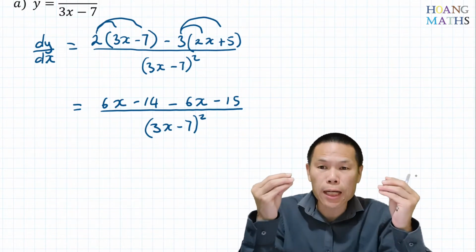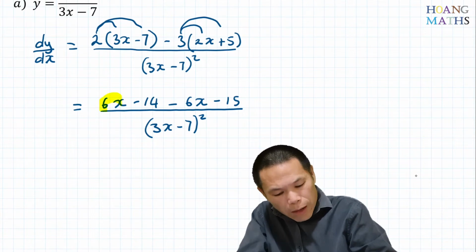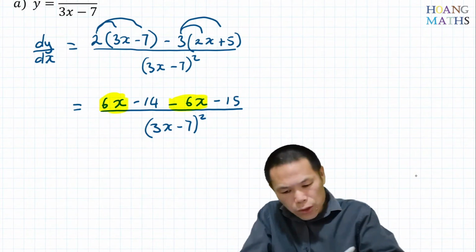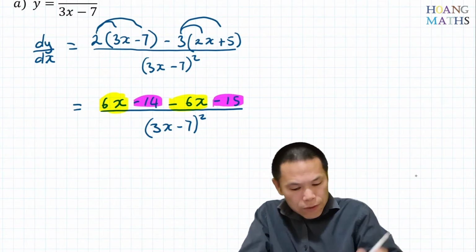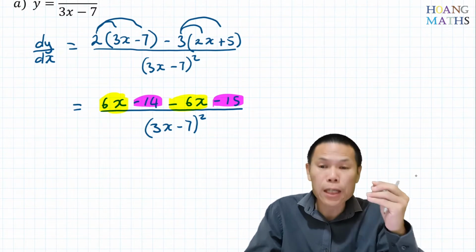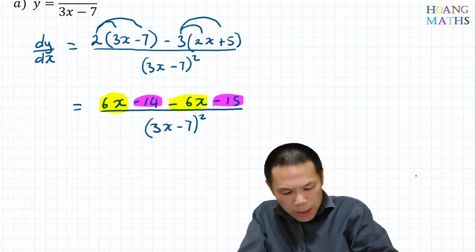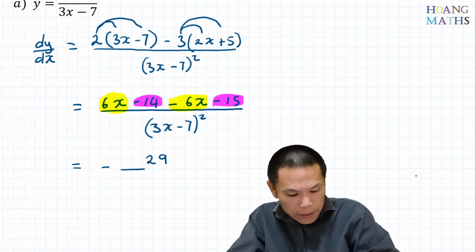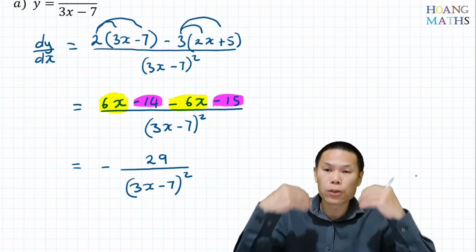Now just collect like terms on the numerator. We have 6x here and minus 6x. So that's gone. Now we have negative 14 and minus 15. 14 plus 15 is 29. So negative 29. So that is equal to negative 29 over 3x minus 7 squared. So there you go.